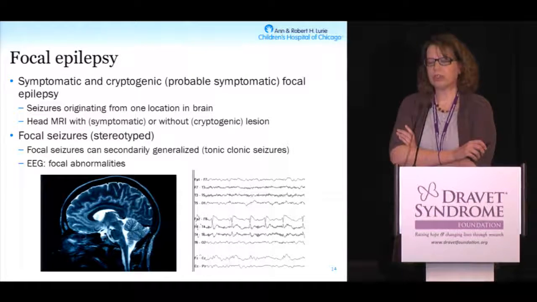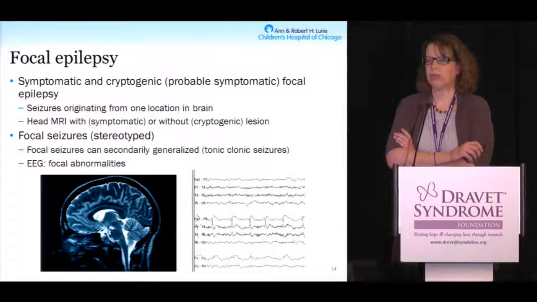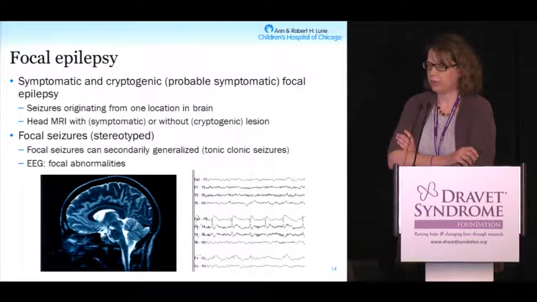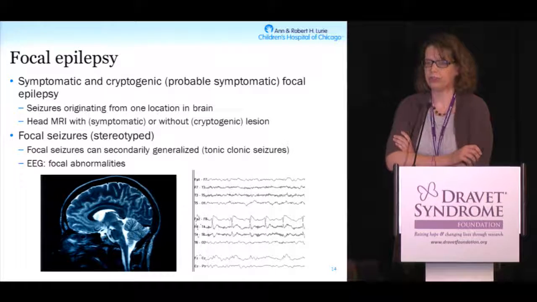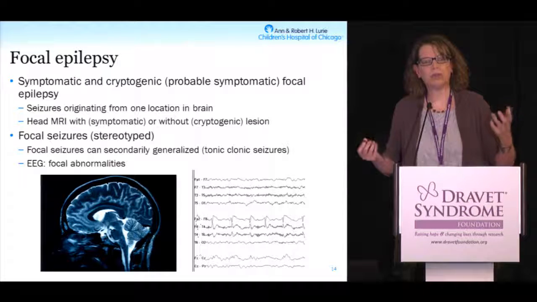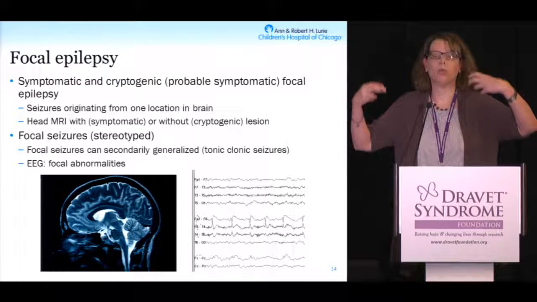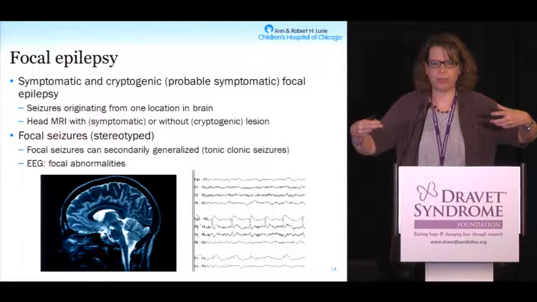Now, occasionally, there might be some concerns about somebody who comes in with a focal epilepsy. Focal epilepsy meaning that the seizures come from one spot in the brain. Sometimes you can understand why they're coming from the one spot in the brain by brain imaging. If you can see a little scar, a little area of the brain that didn't develop quite normally, then we call it symptomatic. You can see exactly why the seizure is occurring from that spot.